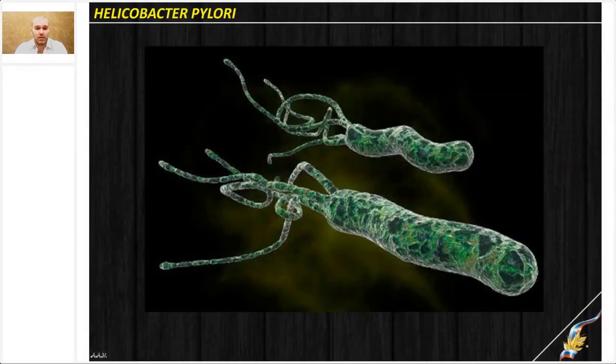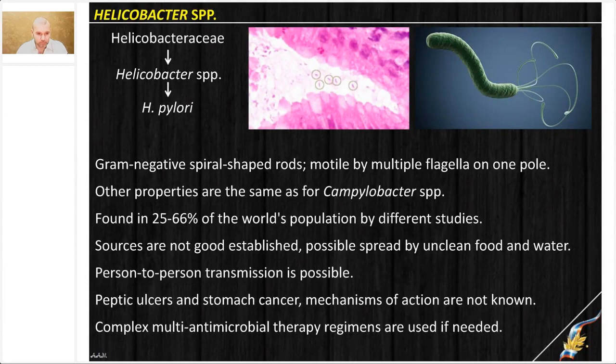Second microaerophilic bacteria, which is more important and more popular nowadays, is Helicobacter pylori or H. pylori. The bacteria, as is obvious from the name, has a helical shape like a spiral, and pylori means that it is identified in the pyloric part of the stomach. The bacteria is also gram-negative and motile by polar flagella.